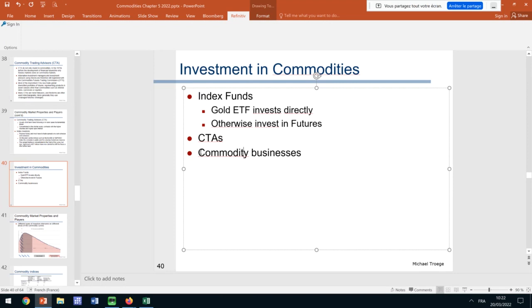But then of course you can invest in, as I said, commodity businesses or in actively managed funds that invest in commodity businesses, and we see that that's probably the best way to get exposure to commodity risk. That's probably the best way of doing this.